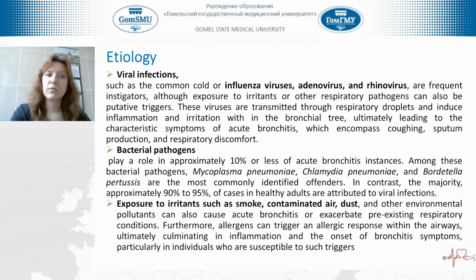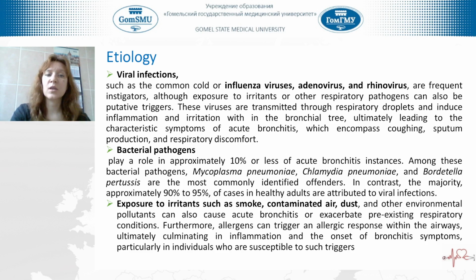Bacterial pathogens play a role in approximately 10% or less of acute bronchitis, so it means viral infection is the more common cause of acute bronchitis. Among these bacterial pathogens can be Mycoplasma pneumoniae, Chlamydia pneumoniae, or Bordetella pertussis. They most commonly infect offspring. In contrast, the majority, approximately 90 to 95% of cases in healthy adults, are attributed to viral infection.